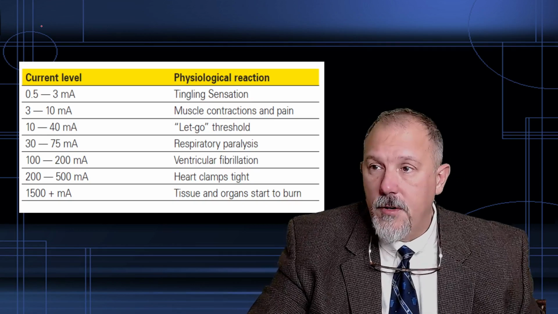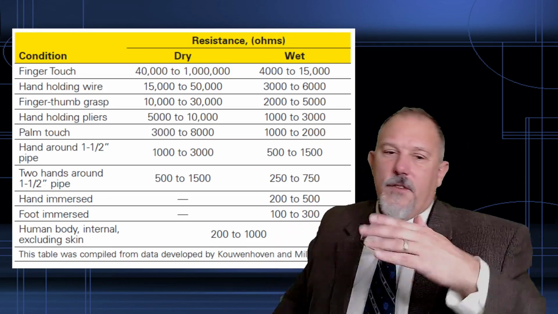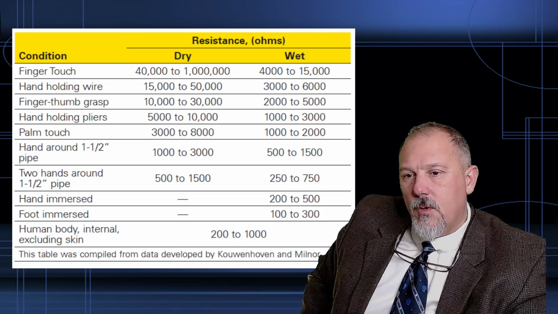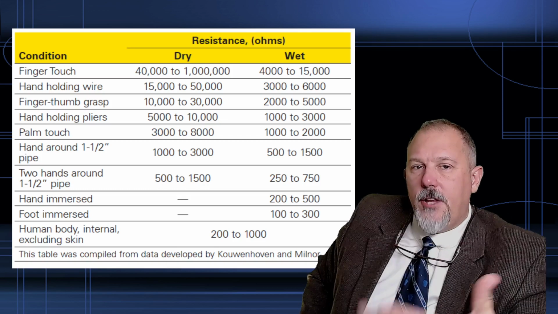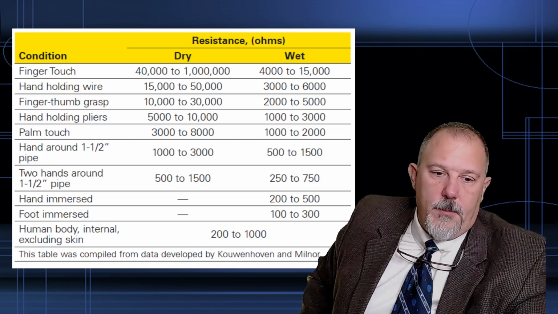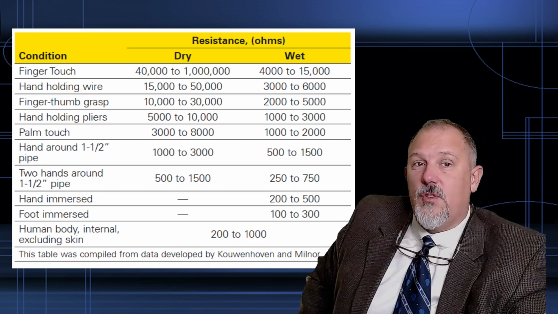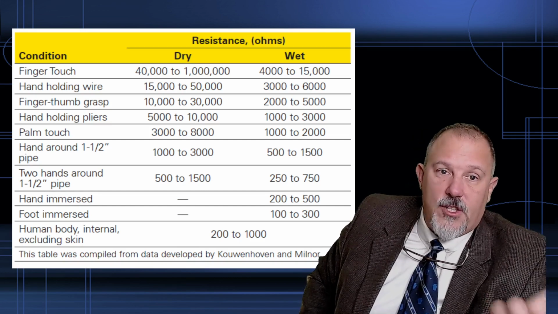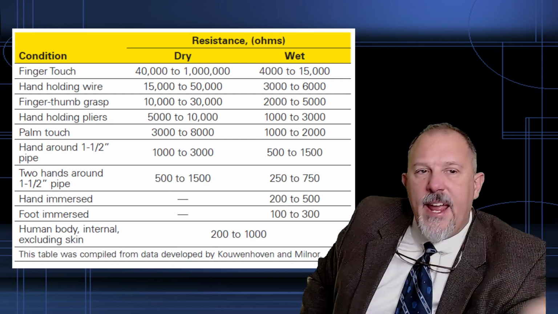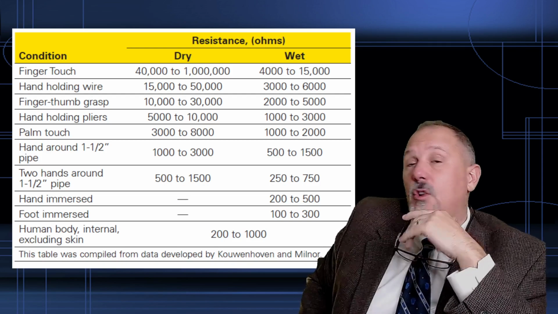Now, another important part of this is to understand the impedance. In all of your 70E training classes, you're going to see the previous table where we talk about the impact on the body, because the amount of current that flows through the body is based upon the impedance of your body. Your finger touch, 40,000 to 1 million ohms of resistance. When it's wet, it goes down to 4,000 to 15,000 ohms. Your hand holding a wire, 15,000 to 50,000 ohms dry, 3,000 to 6,000 ohms wet.